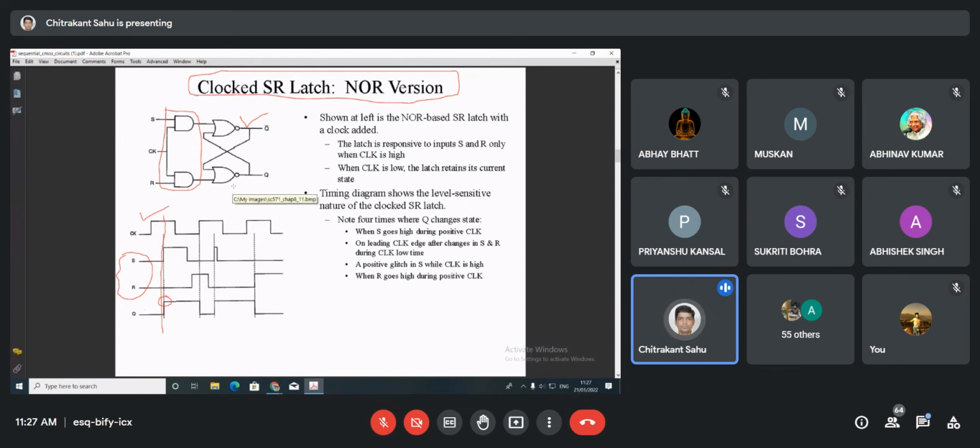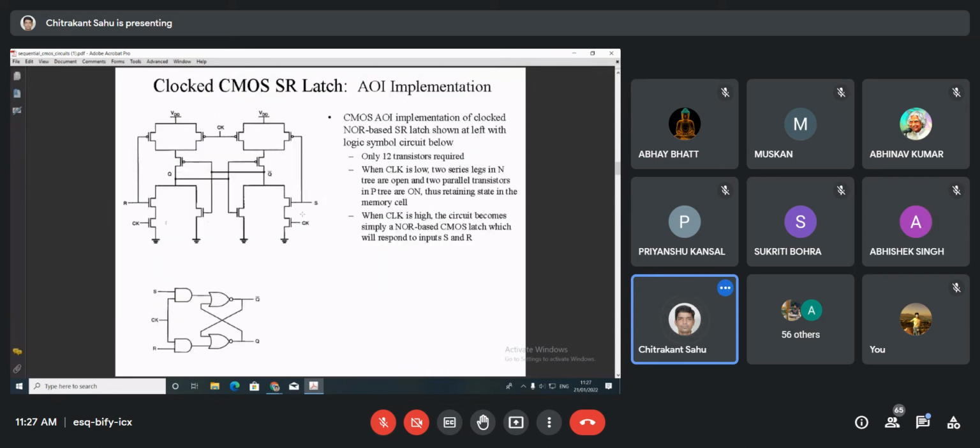So how to make an AND gate using CMOS? For that we need to introduce more transistors. As you know, for building this particular block, 8 transistors were required. Now the transistor count will increase. So this is the implementation of this particular block, the clocked SR latch, where an AND gate is also involved. Instead of making a NAND gate and then inverting, that will take more transistors.